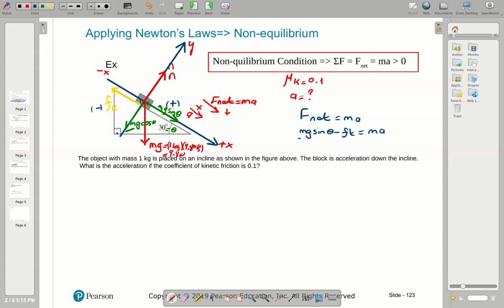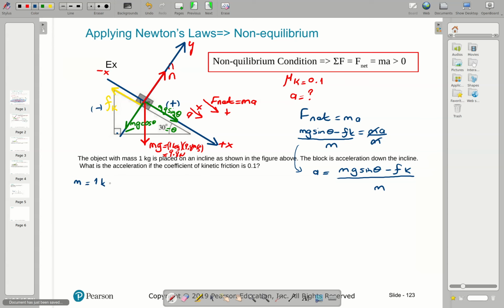Solving for a, not m, I will divide each side by m, or take m to the other side as division. Multiplication goes as division. And I will write down my equation for a. A is equal to mg sine theta minus Fk, divided by m. M is 1 kilogram.